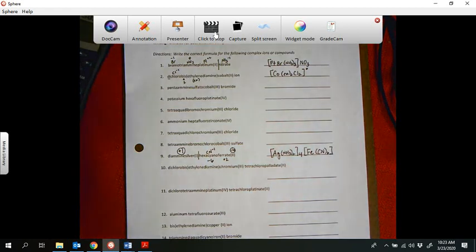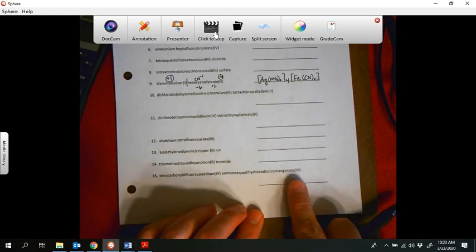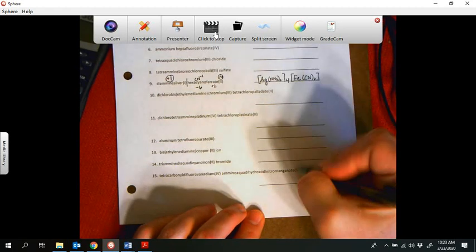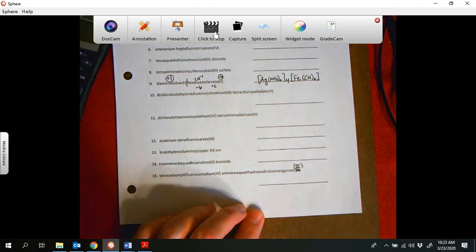So go ahead and try the rest of these problems. And remember, in the notes on Schoology, I said to change this to a 3 down here on number 15.